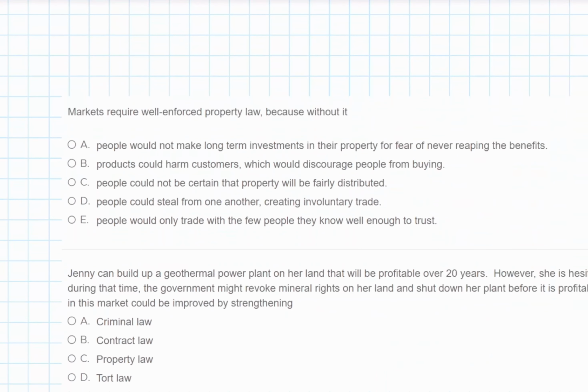So for this first one, it says markets require well-enforced property law because without it, people would not make long-term investments in their property for fear of never reaping the benefits. Is that true? Yes, that makes sense, because like I said, if I went to buy a farm, would it be helpful to me if every time I grow corn, someone else comes and takes my corn? No. This is why property law is important, because it ensures whatever you grow, whatever you mine, etc. on that property, you keep. So that way it encourages investment into the property.